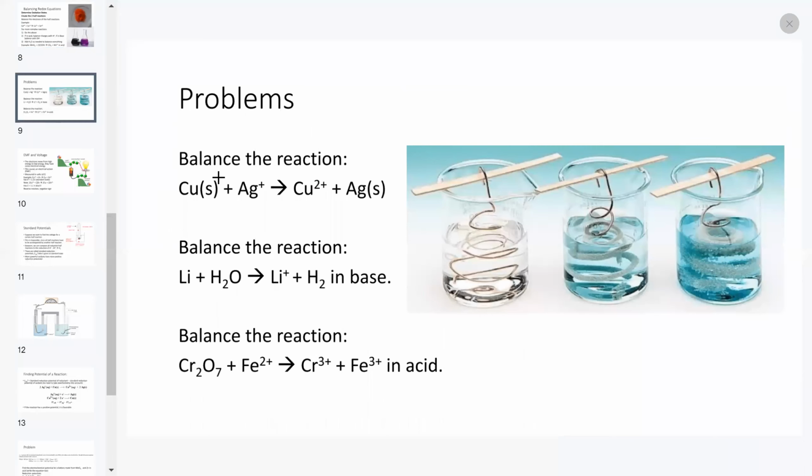What's next? Okay, so I'll give you 15 minutes to balance these reactions. They go from easy to hard roughly. So this one's pretty easy, this one's a little harder, and this one's fairly hard. We'll just do 15 minutes, okay?